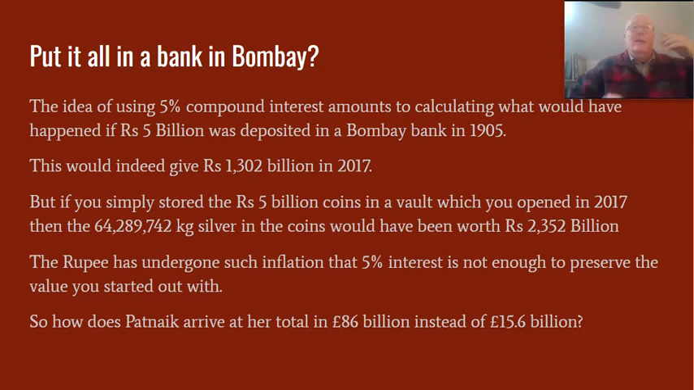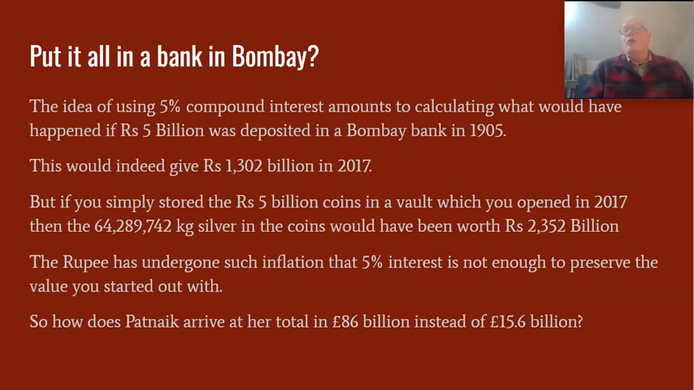It amounts to saying she's working out what would have happened had 5 billion rupees been deposited in a Bombay bank in 1905. And this would indeed, supposing the banks remain solvent, give you 1.3 billion in 2017. But on the other hand, if the capitalist who deposited these 5 billion in 1905 had simply buried it in the ground or put it in a vault and opened the vault in 2017, then the weight of silver coins would have been worth twice that number of rupees. It would be worth 2,352 billion.